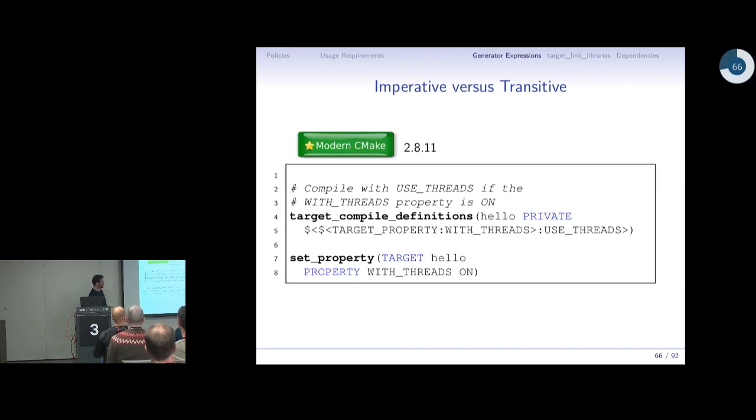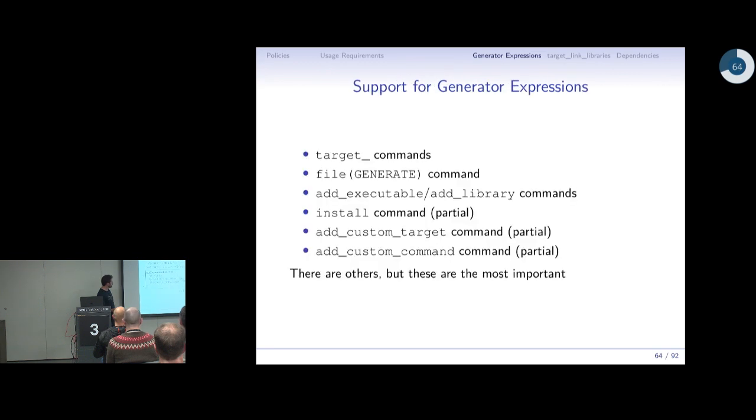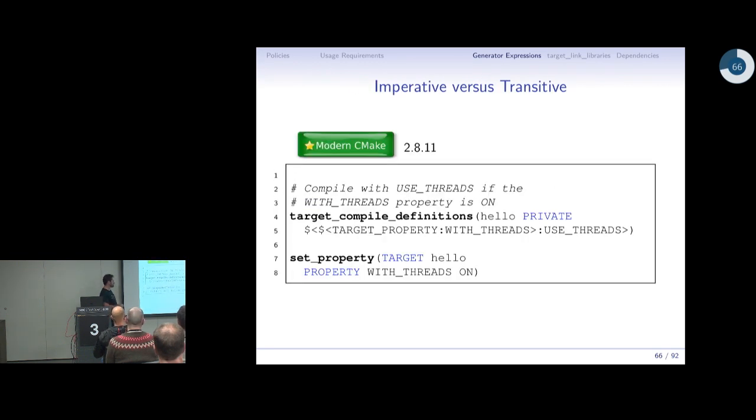So the alternative way to do it is to use generator expressions, of course. We're saying if the with threads property is true on the target, specify the use threads in target compile definitions. So I appreciate that there's a lot to unpack in that single line, but you do get used to it, and it's quite powerful once you do. And now, even though I set the property to on afterward, it doesn't matter, because setting the property to on happens in this stage, the configure stage, and testing it happens in the compute stage. So that means that I can't have bugs relating to ordering of commands inside of my CMake code.